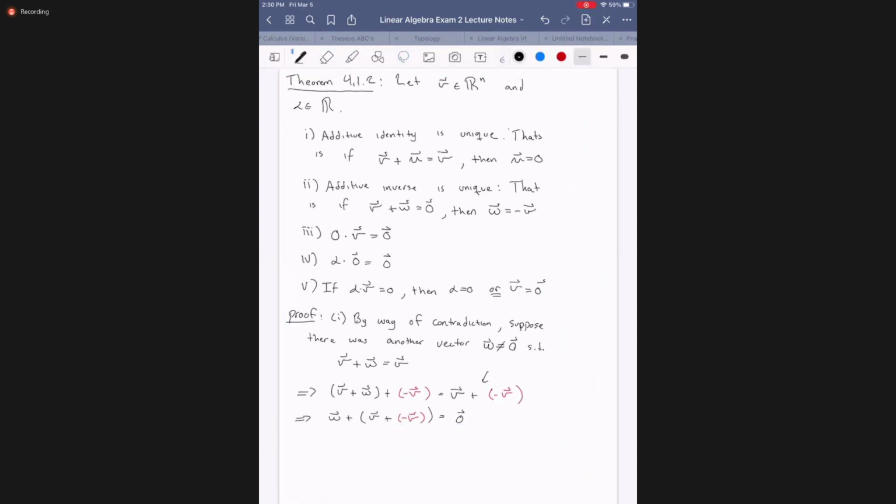Okay, so now I'm just left with that. However, I also know by that theorem that this is also 0. So now I get that W is equal to 0. But I started by assuming that it was not 0, so you have a contradiction. That means that there is no other vector that can be 0. So a contradiction. So 0 is the only additive identity.